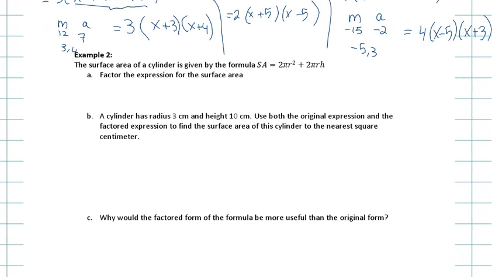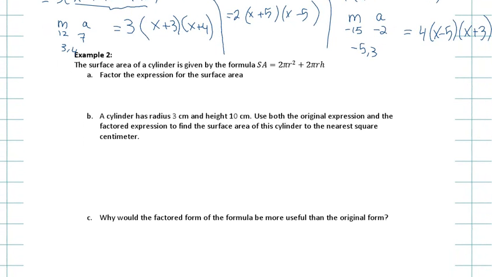The surface area of a cylinder is given by the formula surface area equals 2 pi r squared plus 2 pi rh. Too many letters? Factor the expression for the surface area. So it's asking you to factor this. What's the first question you ask yourself? Any common factor?